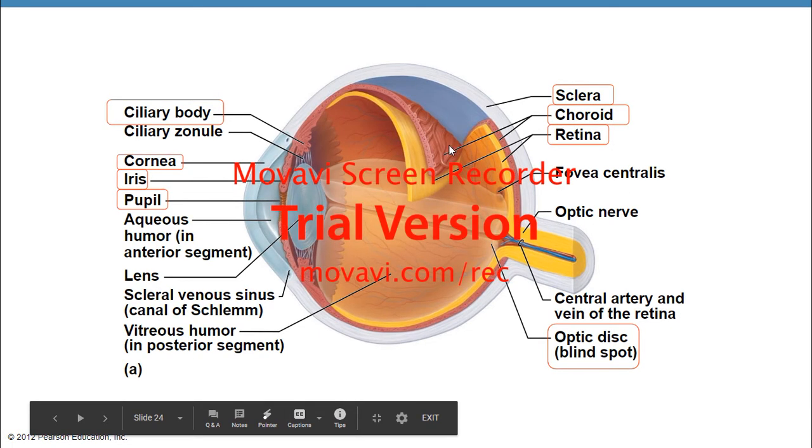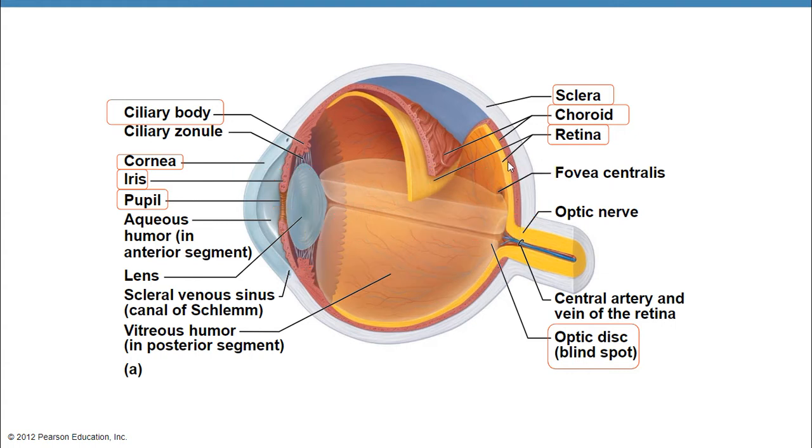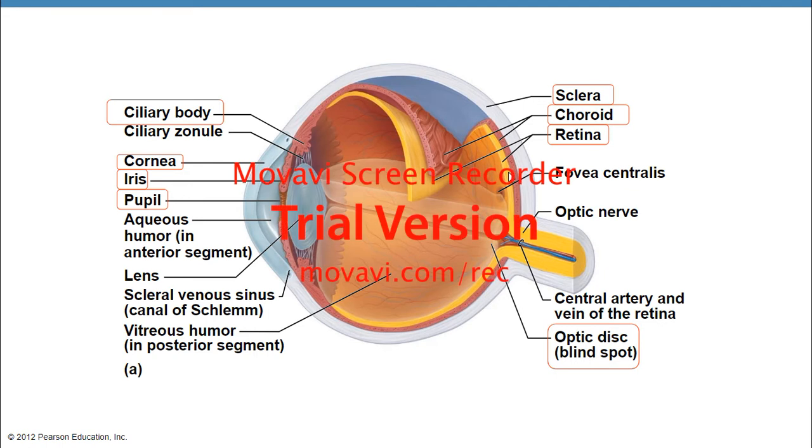light from scattering. Then you have the retina, which is going to be the inner part of the eye. It's where your rods and cones are going to be located.